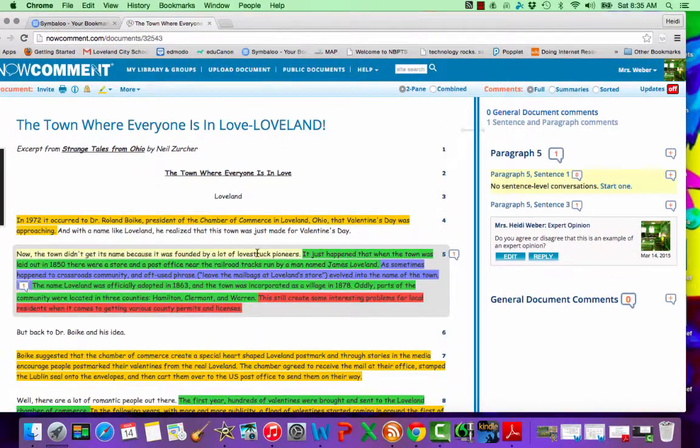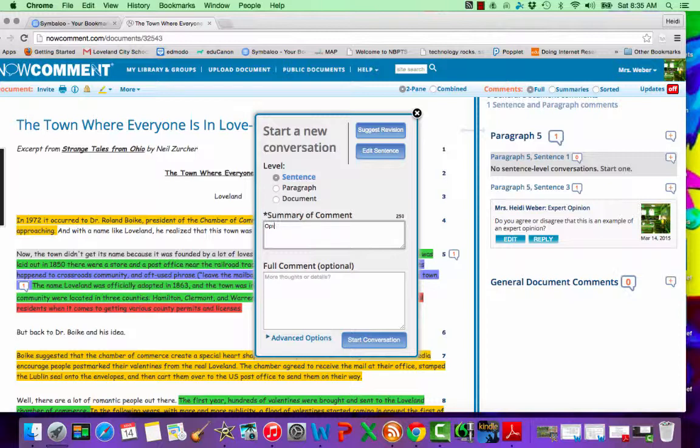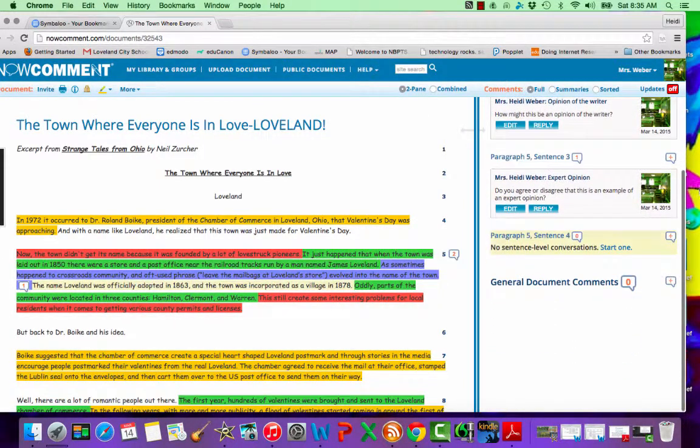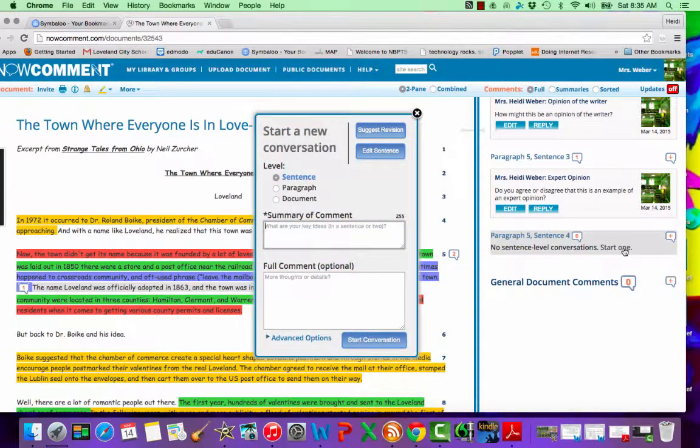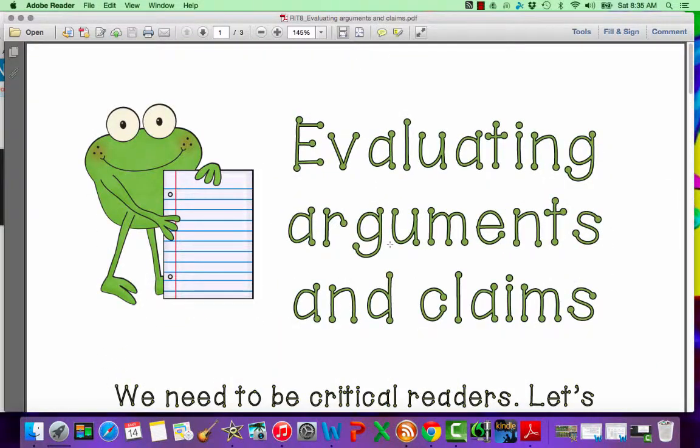Okay, how about this one? Opinion of the writer. How might this be an opinion of the writer? Now I've got some facts. Do you agree that this is a fact? Can we prove it with some research? So these are many ways that we can evaluate arguments and claims.